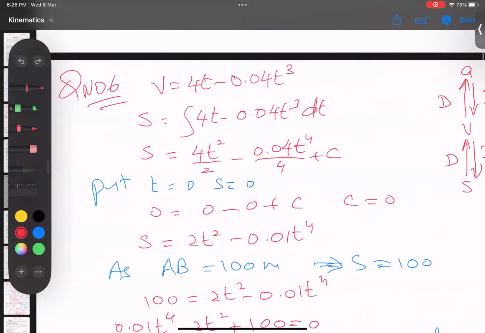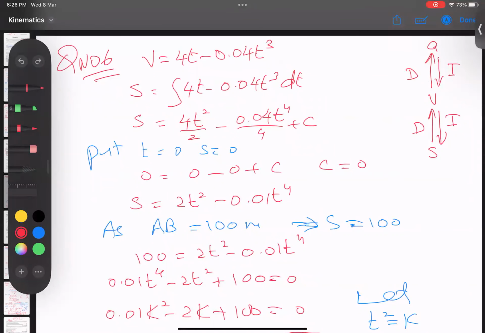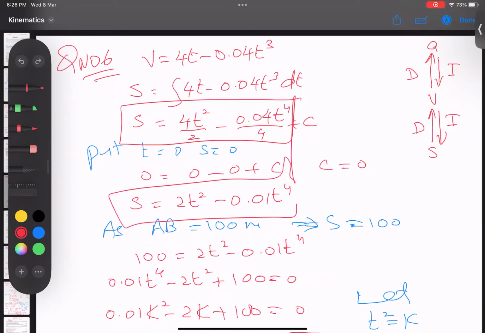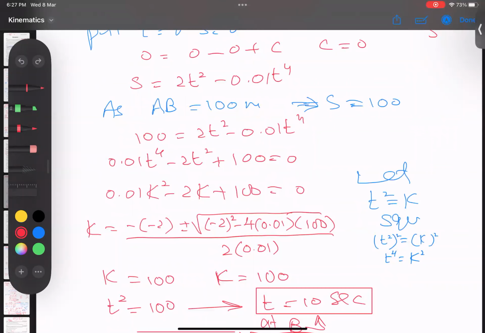Yes or no, please? Yes, sir. Thank you very much. And look, I've kept T0, P0 and S0 in the place. So I got C value 0. I plug it back and get a pure expression of displacement. You can see here. Now I will plug in 100 in the place of S and I will get this equation. The problem is that some students get confused here about what to do onwards.